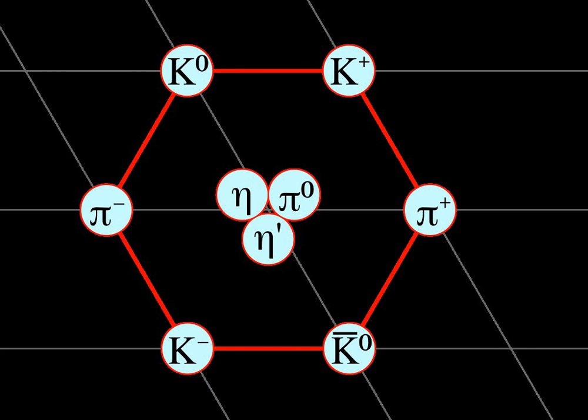For mesons, the parity is related to the orbital angular momentum by the relation P equals (-1)^(L+1), where the L is a result of the parity of the corresponding spherical harmonic of the wave function.